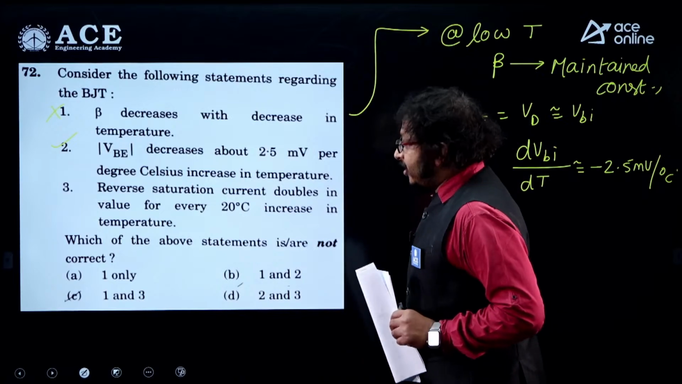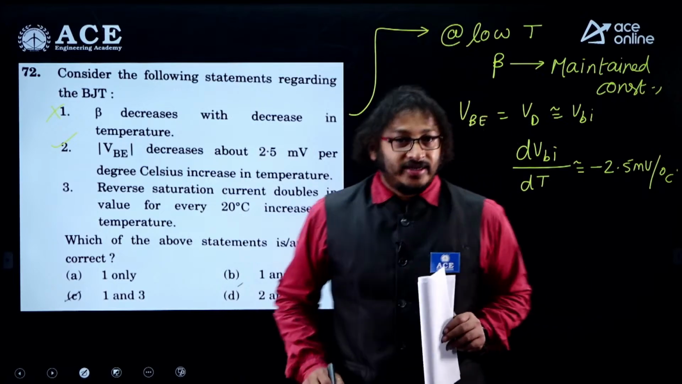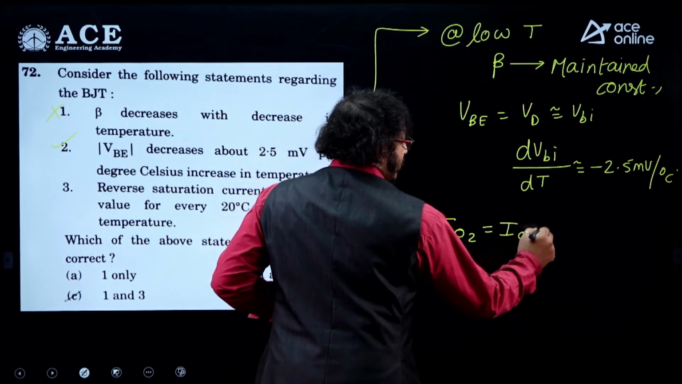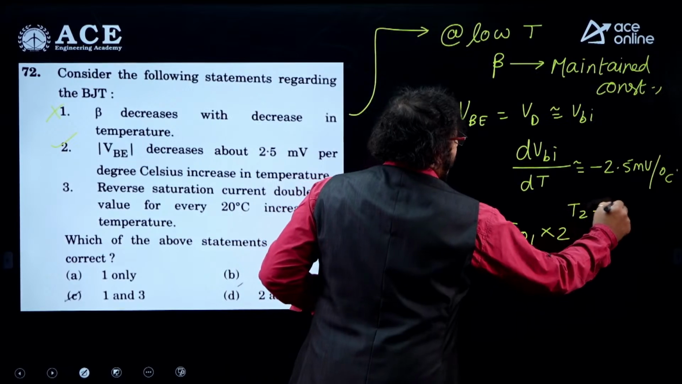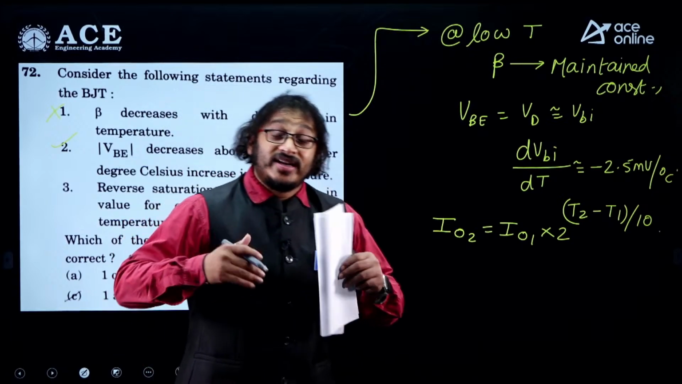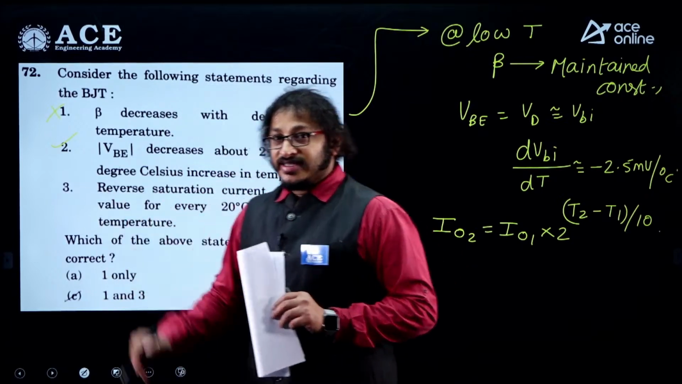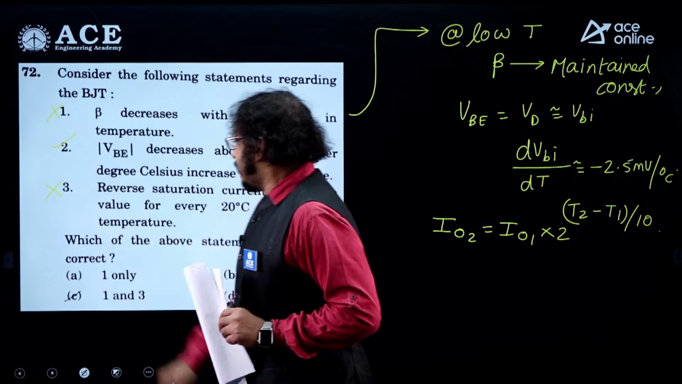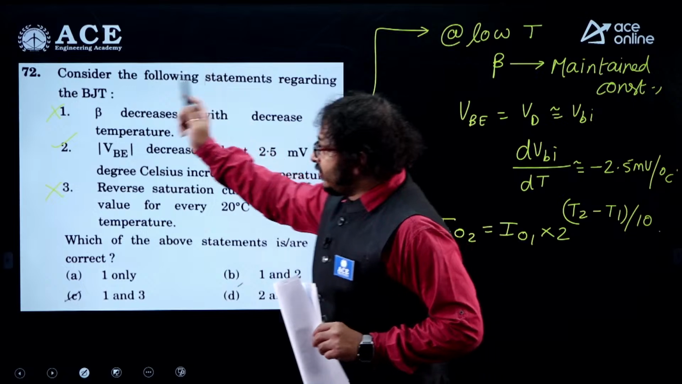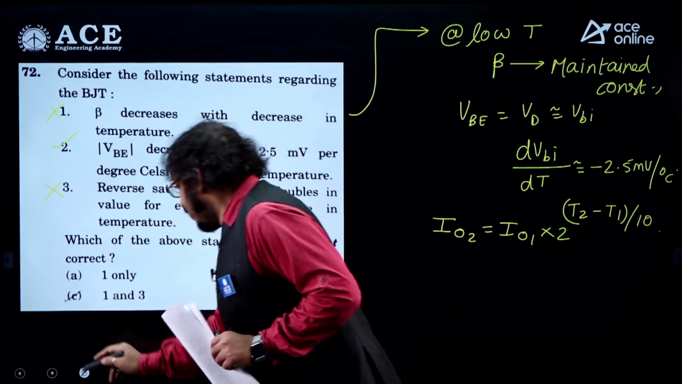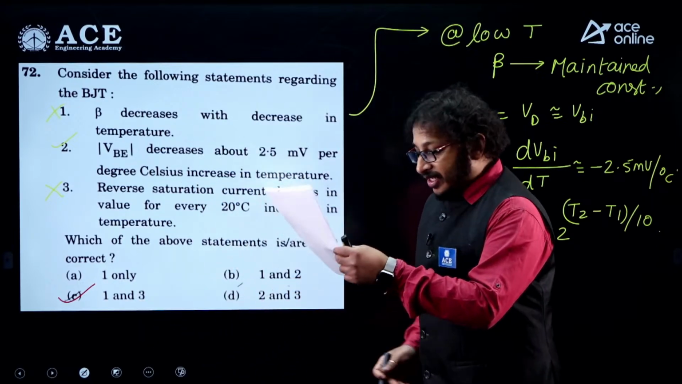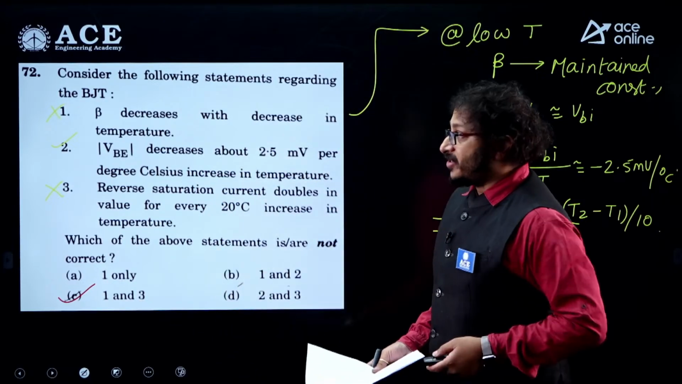Reverse saturation current doubles for every 20 degrees. I'm sorry to say that. I hope you remember this formula: I02 is equal to I01 into 2 power (T2 minus T1) by 10. That means reverse saturation current doubles for every 10 degrees centigrade increase in temperature, not 20 degrees centigrade. So this is absolutely wrong. Now what exactly are they asking, guys? Which of the following statements are not correct? Yes, first one is not correct, third one is not correct. So 1 and 3 is apt for the given question. Guys, understanding also, option C is correct.